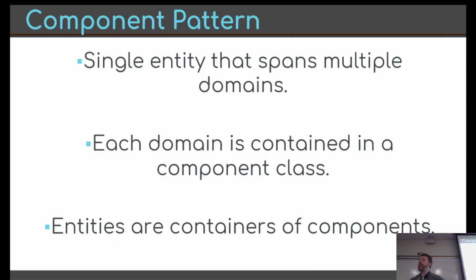This is what a component pattern helps us solve. Particularly, it helps us break those multiple inheritance deadly diamonds. So we want a single entity that spans multiple domains, but each domain should be contained within a component class. You can see this in Unity, right? We have the mesh renderer separate from our line renderer, separate from our mesh filters, separate from our scripts. And you can only have one of each type of component on a game object at once.